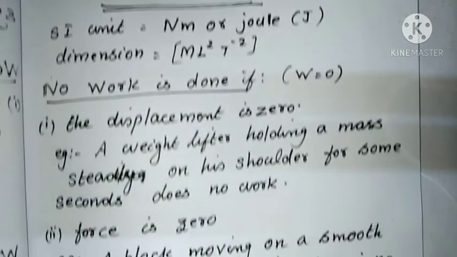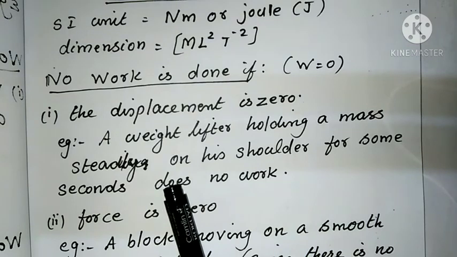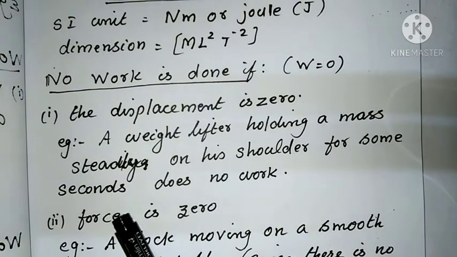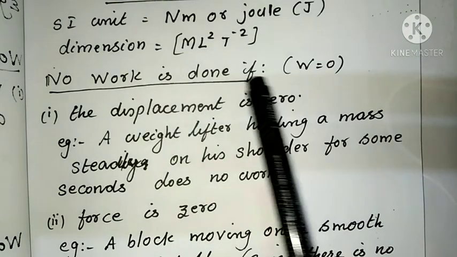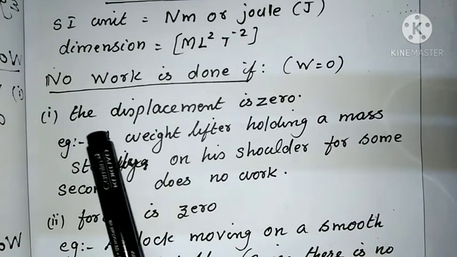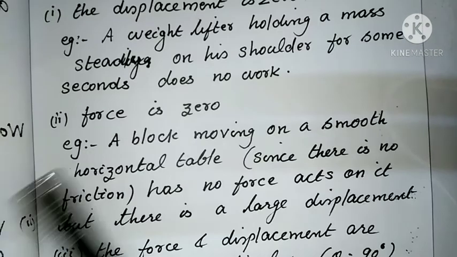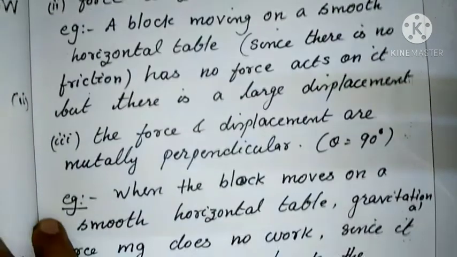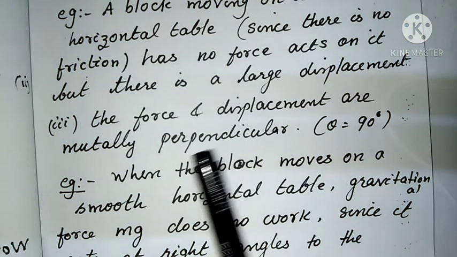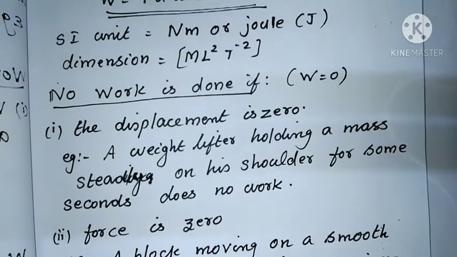Then there are some cases, that means we can say the meaning of the work done in physics is different from its usage in everyday life. So for example, here we can see some cases and examples. The work done is 0 if there is no displacement, if there is no force, and the third one, if the force and displacement are mutually perpendicular. So we can go through one by one.